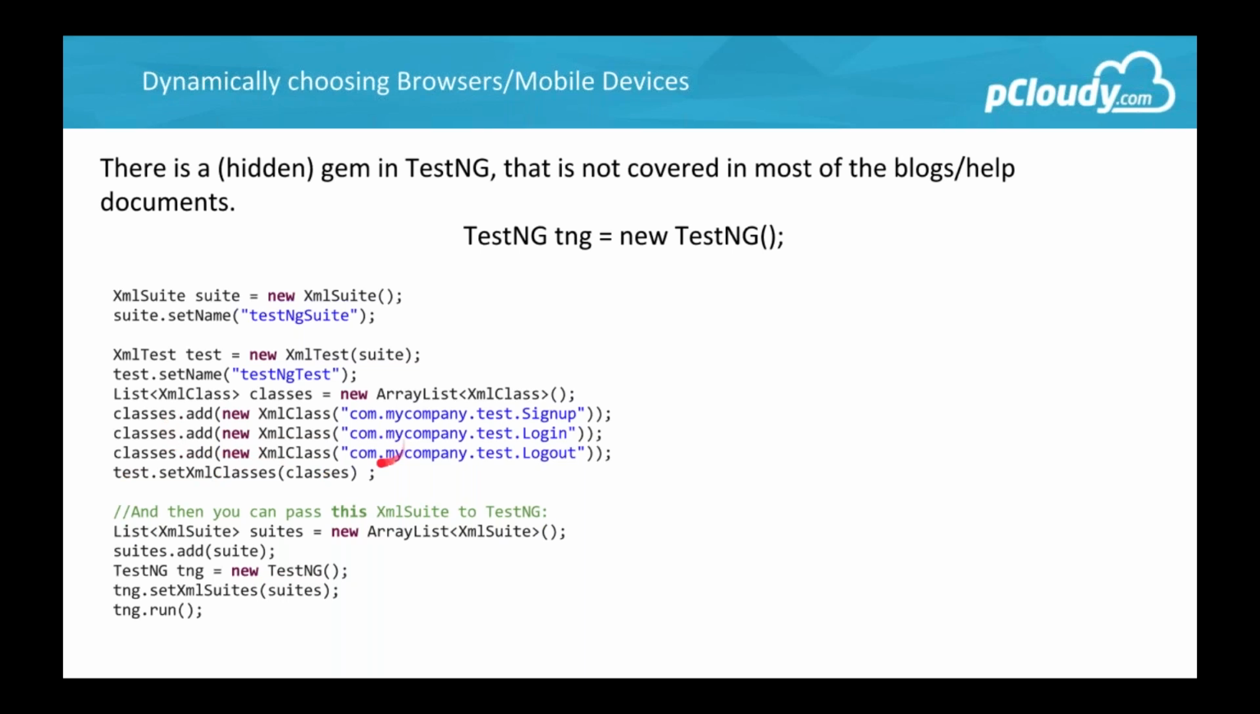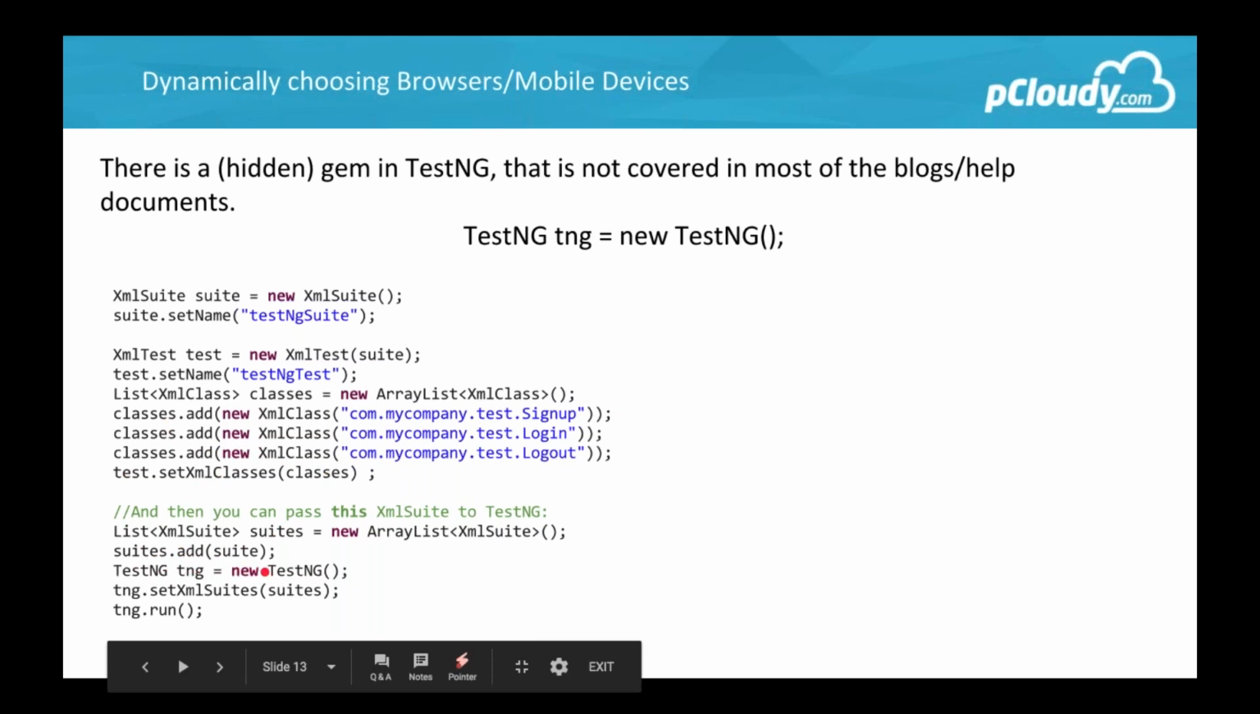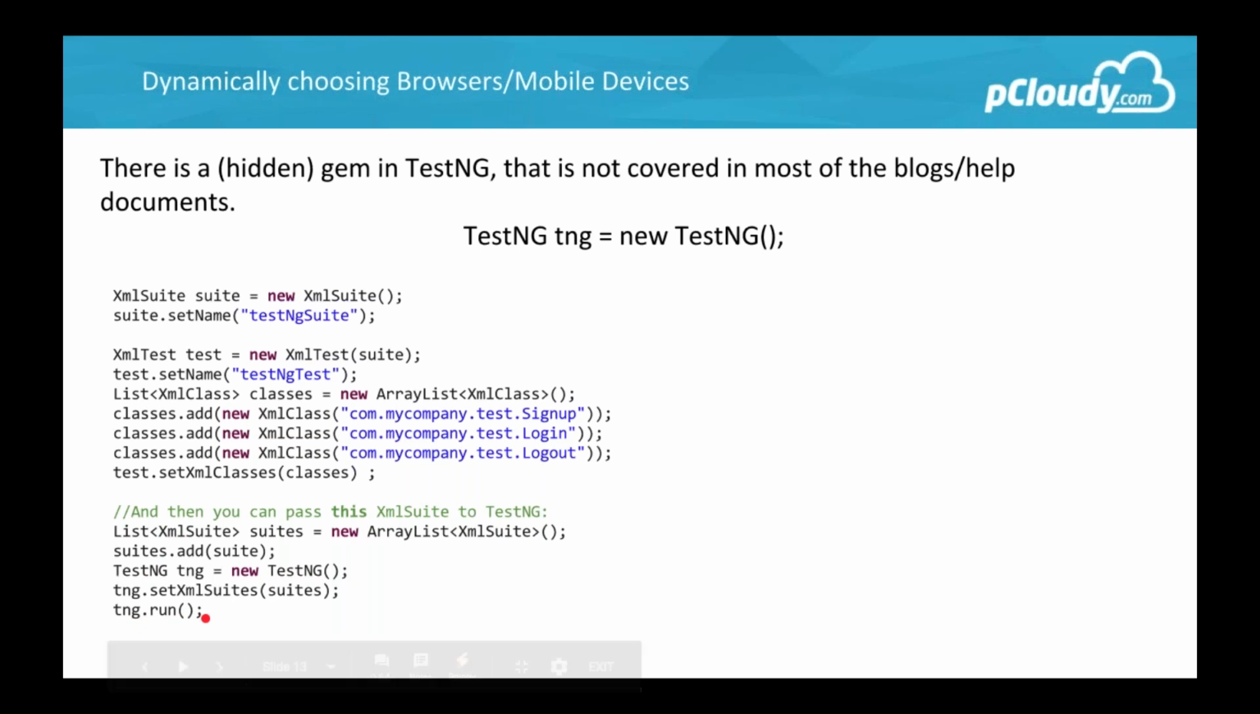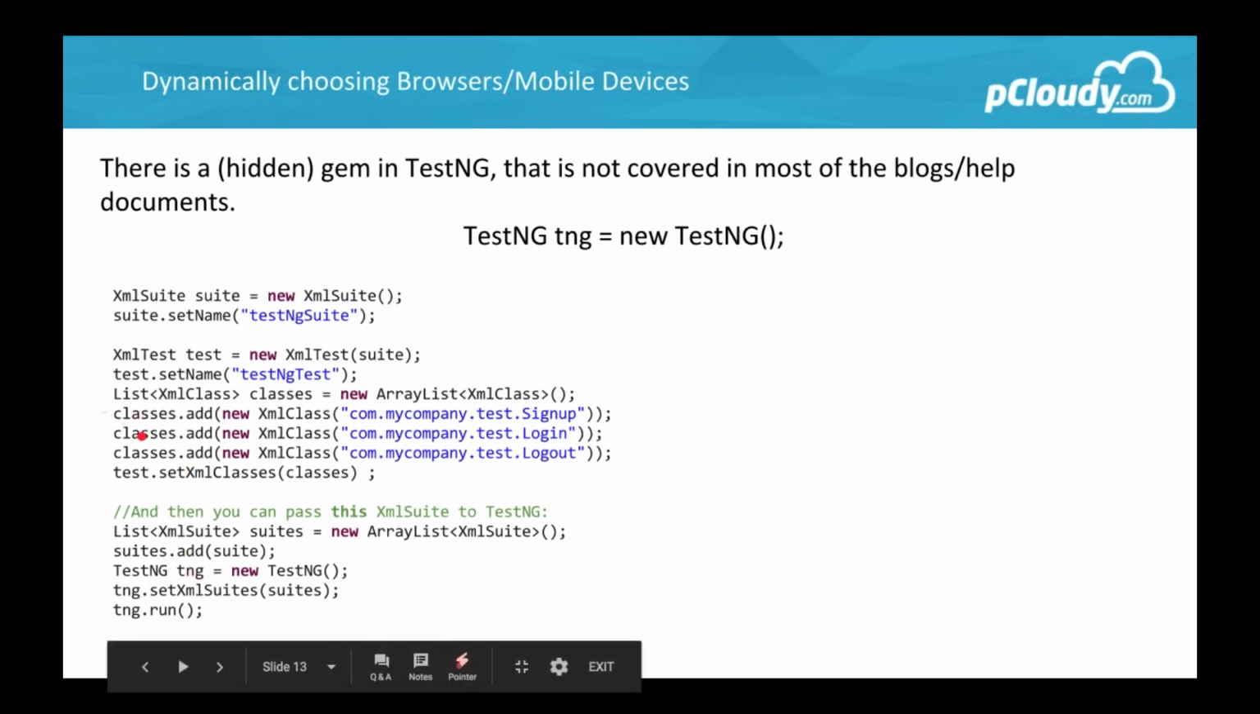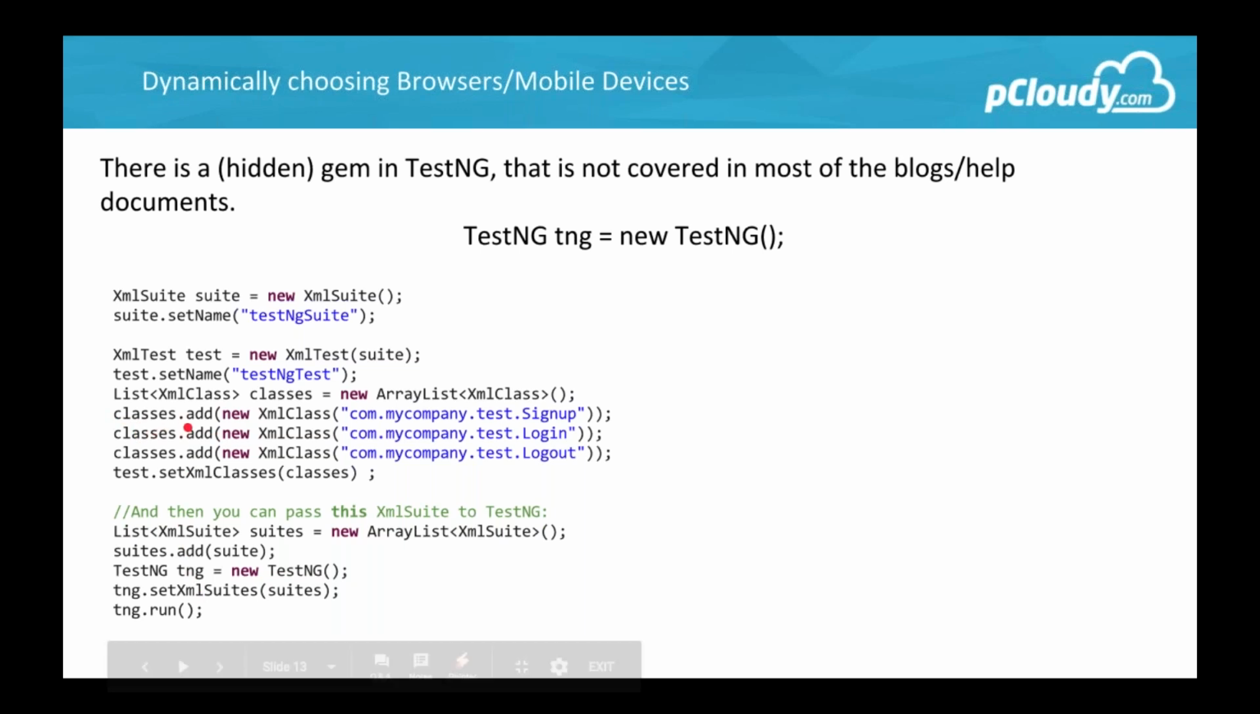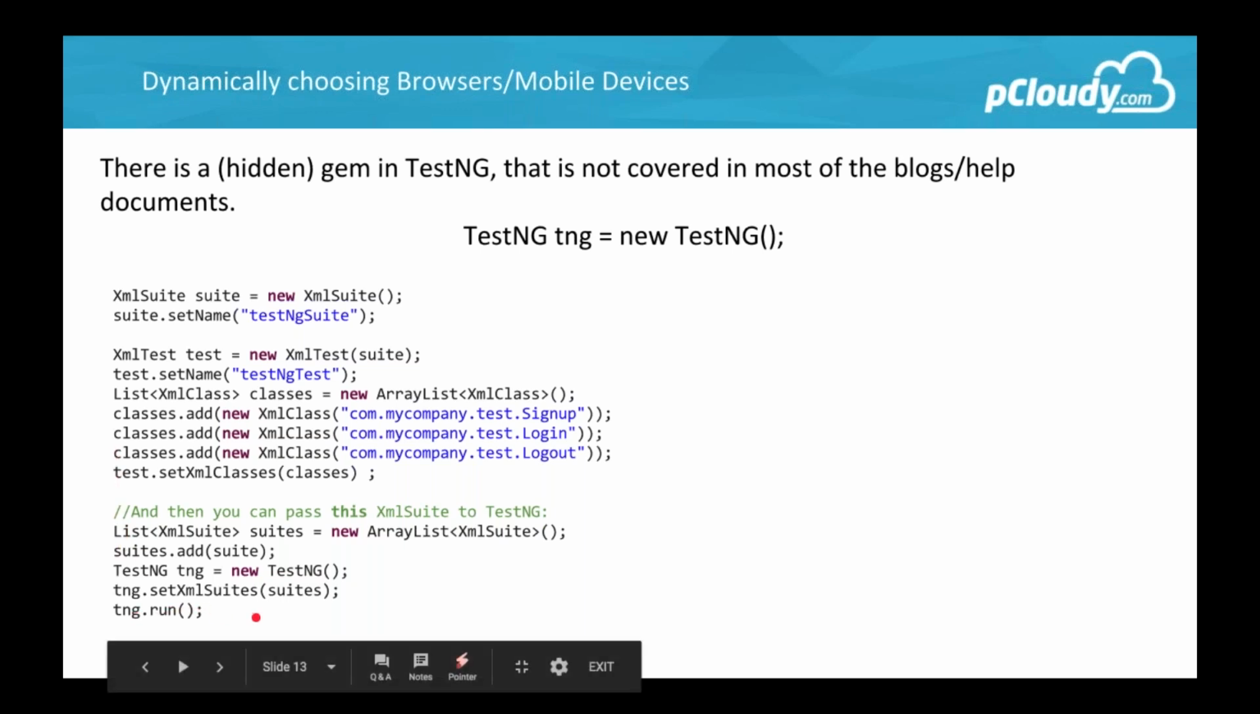So all these three classes have been added, and then I can say suites.add(suite), TestNG tng equals new TestNG, and then tng.setXmlSuites with this suites object, which contains the test, which contains the classes, and then I can say tng.run. So it will execute in the same manner as we are doing through our XML. Now in my public static void main, I can decide which classes to choose, on which browsers, and what parameters need to be used. All those things can be calculated, and based on our requirements, we can create the TestNG XML structure, and then we can say tng.run.